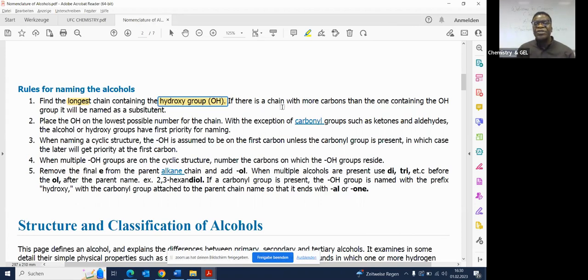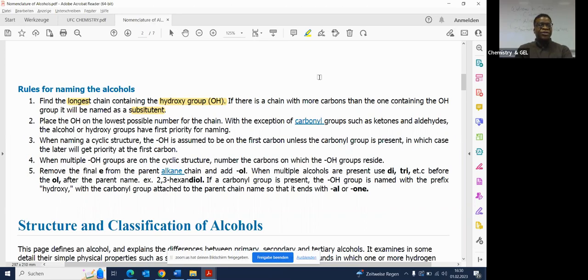Okay, if there is a chain with more carbons than the one containing the OH group, it will be named as a substituent, okay? So if there is a chain with more carbons than the one containing the OH group, it will be named as a substituent. So regardless of that long chain, as long as it is there and not containing the OH, okay, it's going to be called the substituent.